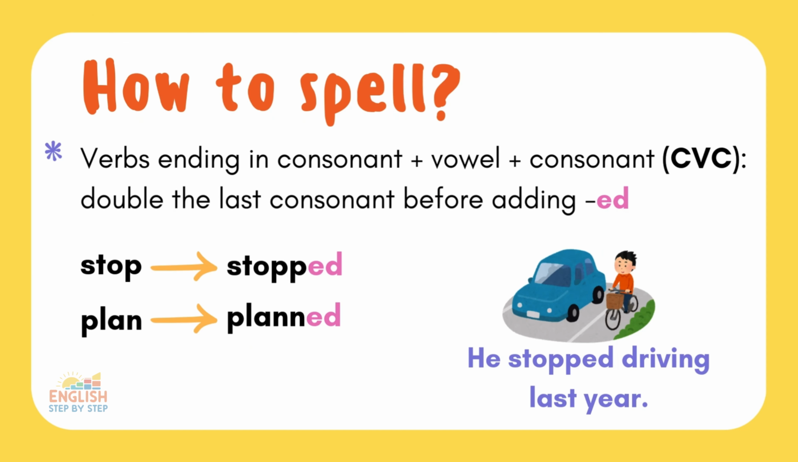Verbs ending in consonant plus vowel plus consonant, CVC, double the last consonant before adding -ed. For example, stop, stopped. Plan, planned.